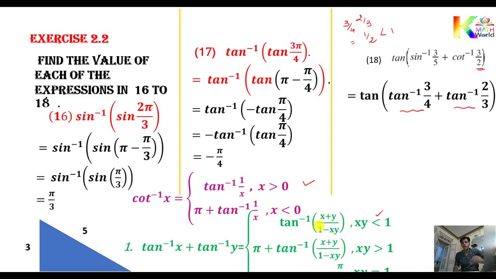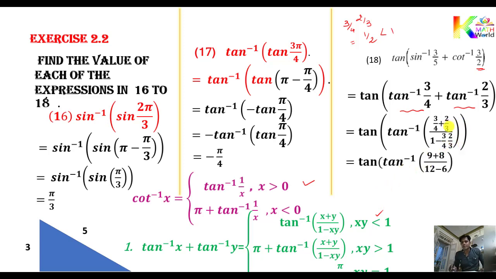So using this first formula, you can write tan of tan inverse of (3 by 4 plus 2 by 3) over (1 minus 3 by 4 into 2 by 3). Okay, so now by LCM: 3 3s are 9, 4 2s are 8. No need to cancel it out. Just keep the LCM of numerator and denominator same, so that the LCM will be cancelled out directly. 4 3s are 12, 12 minus 6. 9 plus 8 will be 17. So you got tan of tan inverse of (17 over 6).